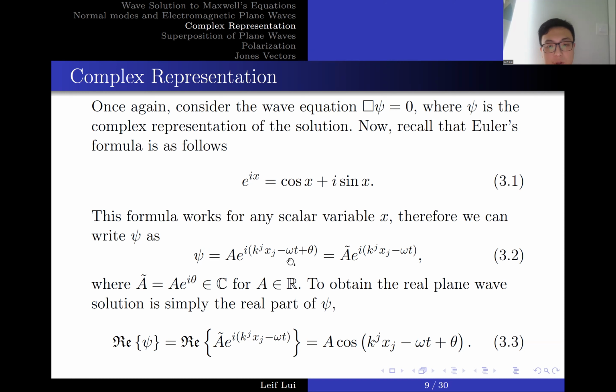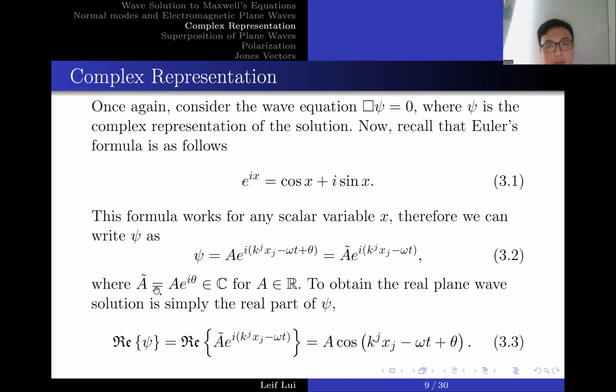If we write psi as follows, we get this equation, because kj is a dual vector and xj is a vector, and the dual vector multiplied by the vector always yields a scalar function. So since these are not complex vectors, this will always yield a real number. So this equation is still valid, right?